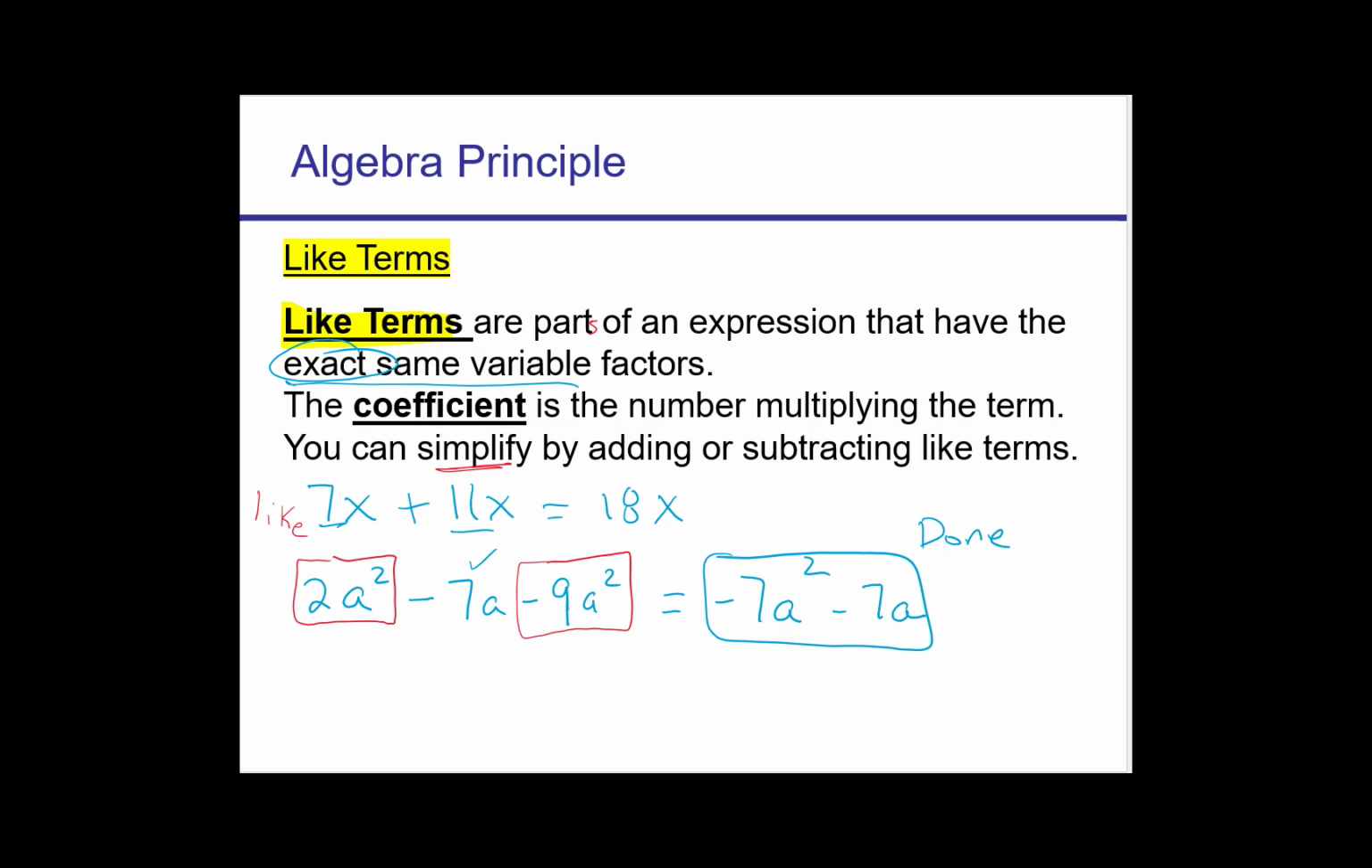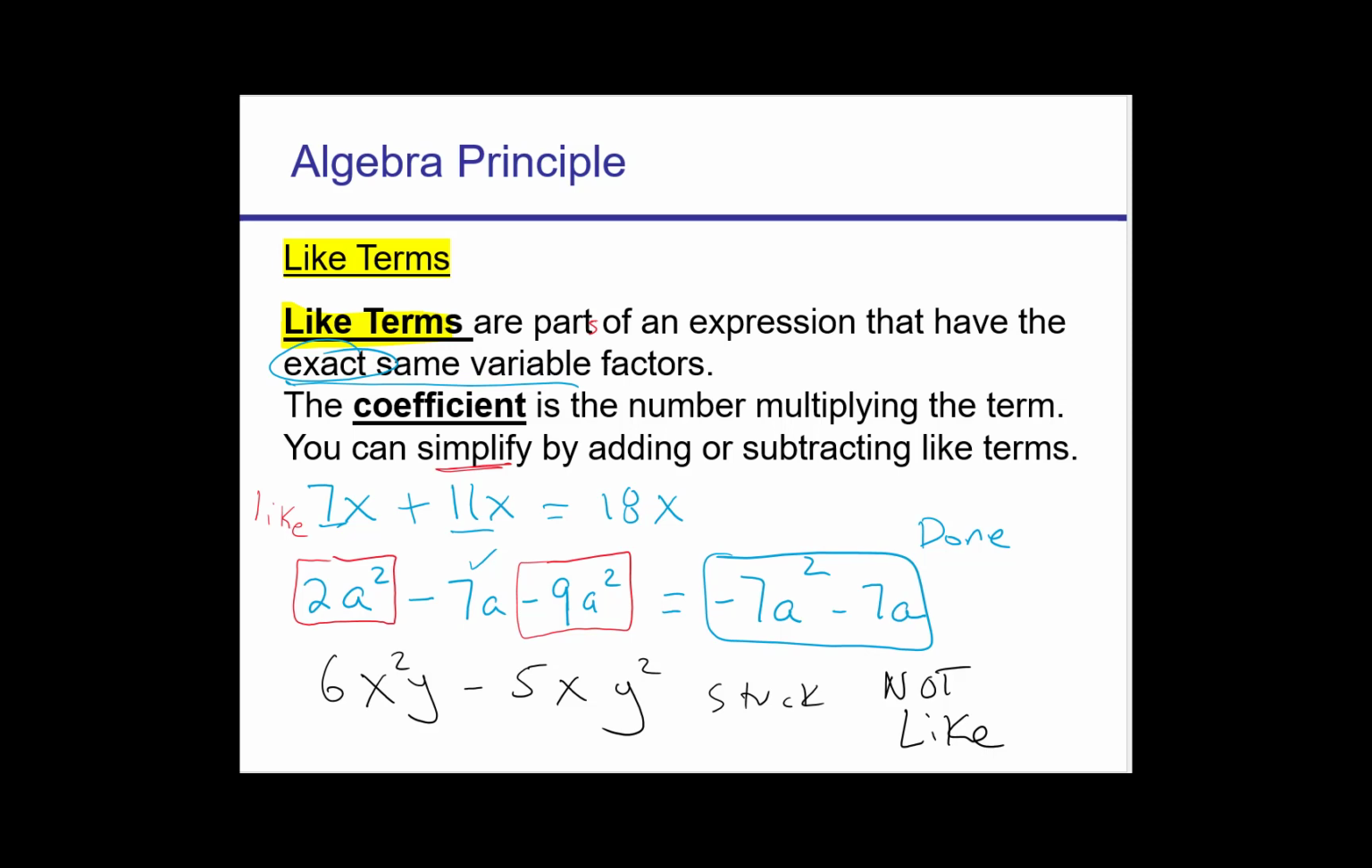Now here's one last tricky one. 6x squared y minus 5x squared y. Oops, no, that's not what I wanted to write. xy squared. This is stuck. We cannot simplify. They are not like. They have to have exactly the same variables. The first one has 2 x's and 1 y. The second one has 1 x, 2 y's. So the one on the bottom, we cannot simplify. That's the idea of like terms.